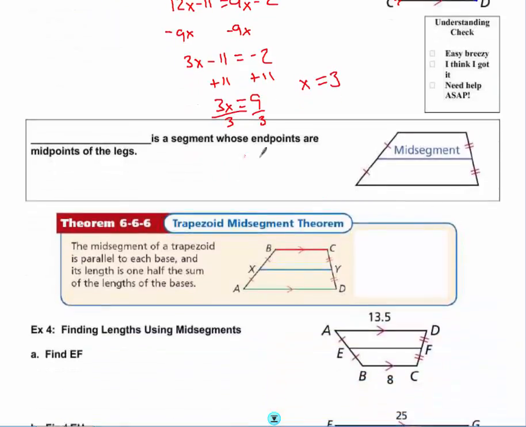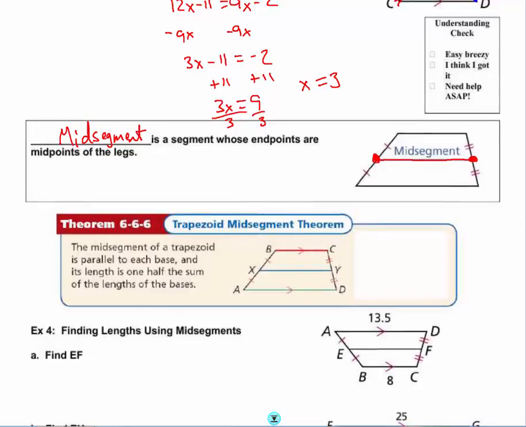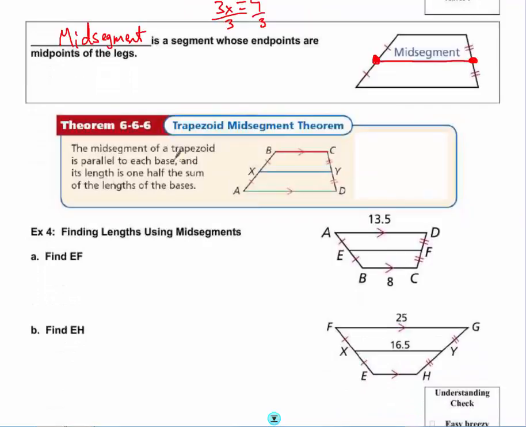All right, here's a trapezoid, and we see it has this segment drawn right through the middle of it that goes from the midpoint of one leg to the midpoint of the other leg. That's called a midsegment. Okay, our trapezoid midsegment theorem tells us something that's kind of common sense. It says the midsegment of a trapezoid is parallel to each base. So all these are parallel. And its length is 1/2 the sum of the lengths of the bases. So XY, our midsegment, equals 1/2 (b1 plus b2).